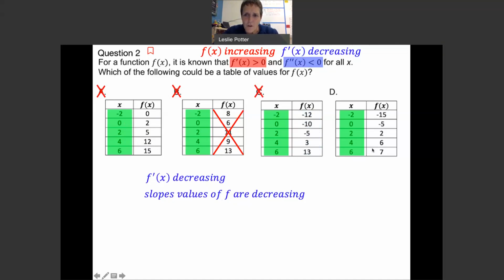So let's just kind of confirm it. We start at -15, and we jump up 10 in value to -5. Then we jump up 7, and then we jump up 4, and then we jump up 1. So we go from 10 to 7 to 4 to 1. As we're going through this table, we're jumping up less and less and less, and that gets us our concave down, which is a negative second derivative. So the answer here is D.